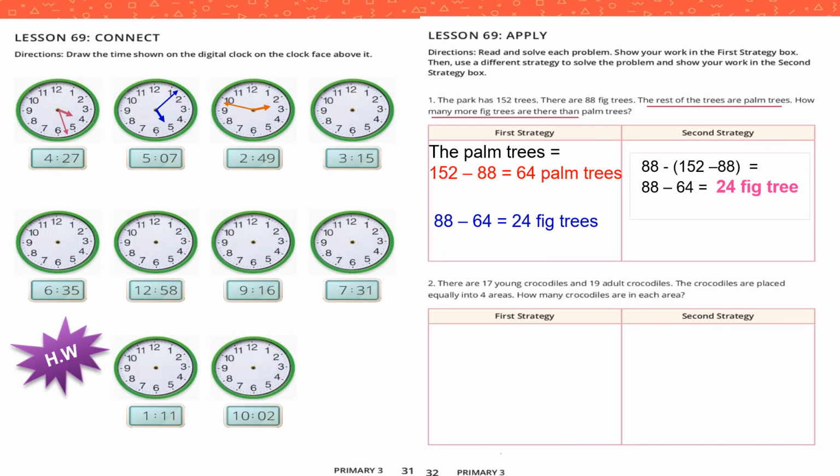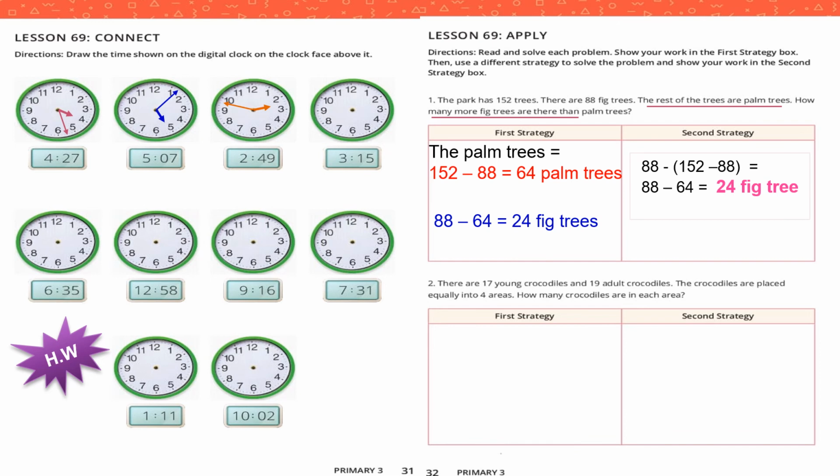I will subtract. You want me to find the difference between palm and fig. So I will subtract fig minus the palm. How to get the palm? I will subtract 152 minus 88. I can make it in one step only. And it will give me the same number. 88 minus this will give me 64, will be 24 fig trees.